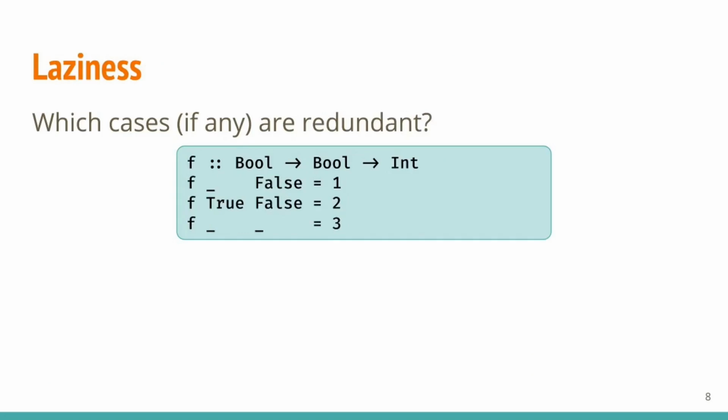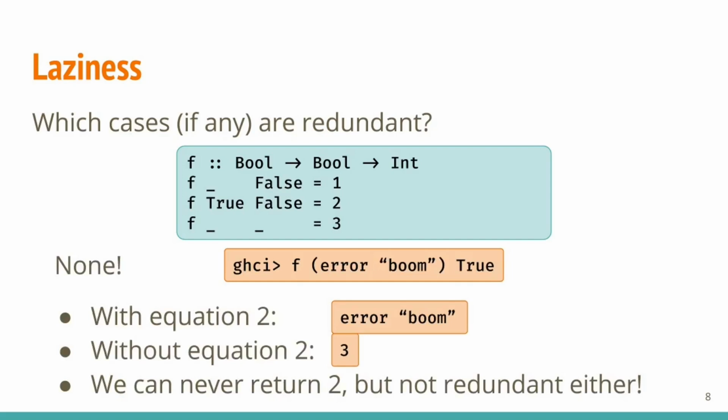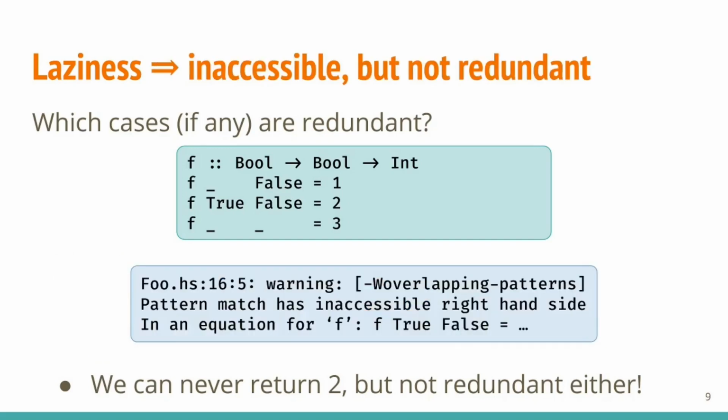Now, Haskell is lazy, but not total. That also reflects in its pattern matching semantics. Take this function here as an example. It might be tempting to think that the second equation is redundant, but in fact it isn't. Deleting equation 2 would alter the semantics of the function from crashing to returning 3 in this call here, so not redundant. But on the other hand, we can never return to, which definitely smells like a bug worth reporting to the user. We say that the equation has an inaccessible right-hand side. Of course, when we call a clause redundant, that always implies its right-hand side is inaccessible.